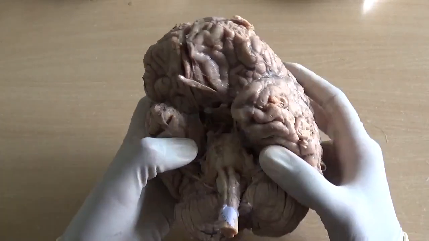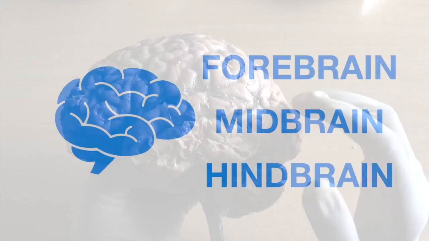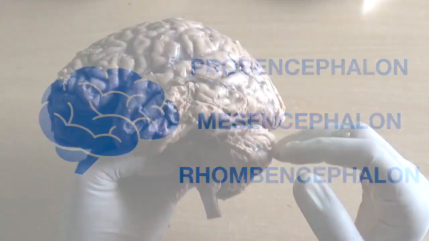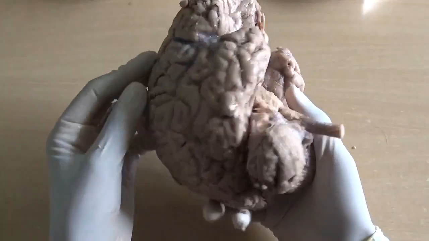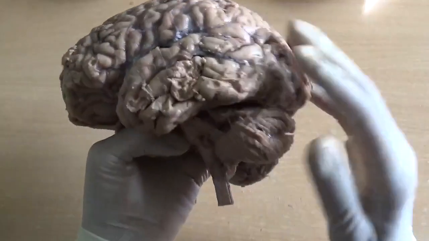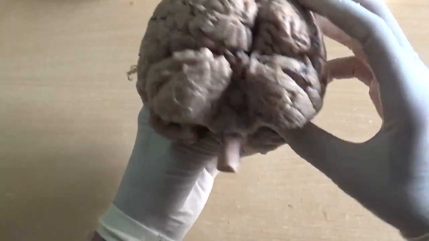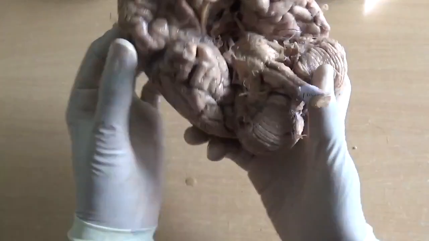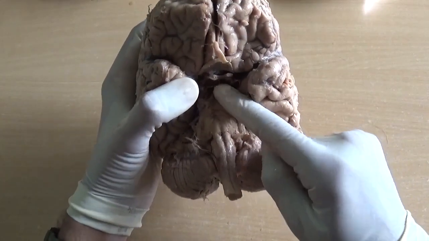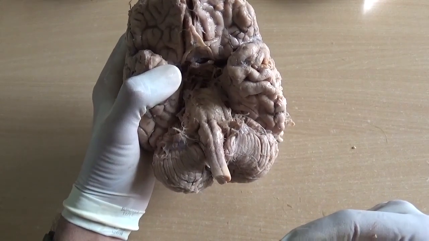Now let's overview the parts of the brain. Developmentally, it is divided into forebrain, midbrain and hindbrain, or we can say prosencephalon, mesencephalon and rhombencephalon. So overall, if we see, it has the cerebrum, this is the cerebrum, posterior-inferiorly the cerebellum, see this, and here is the brainstem, made of midbrain, pons and medulla. This medulla is continuous with the spinal cord.